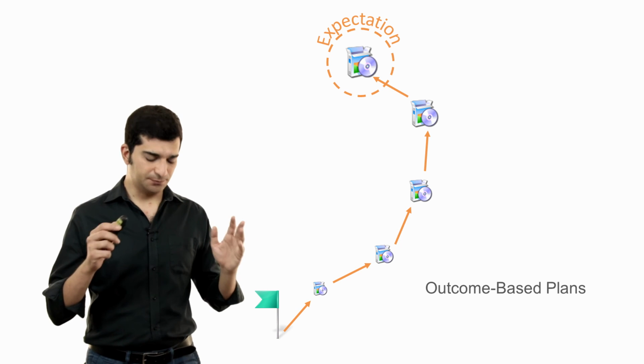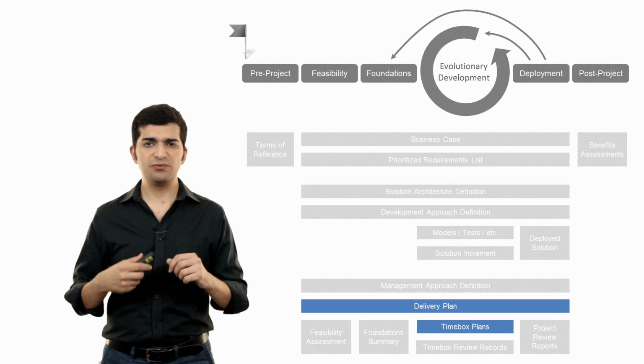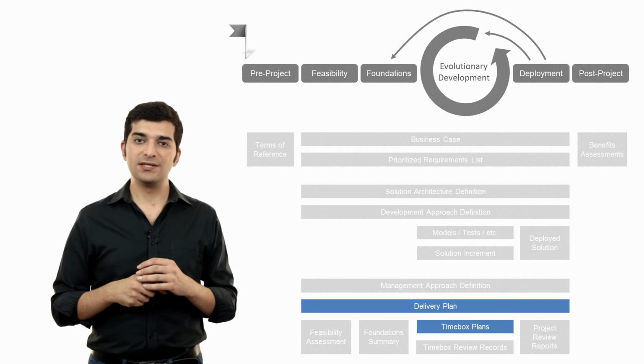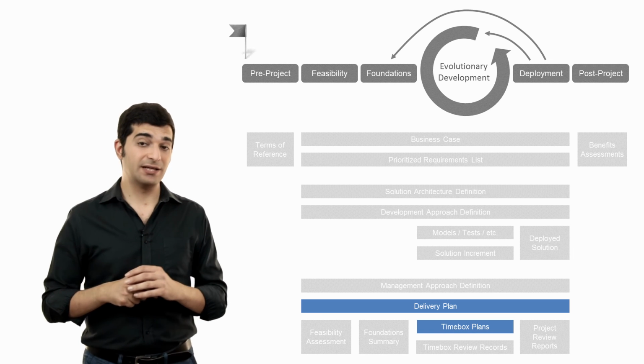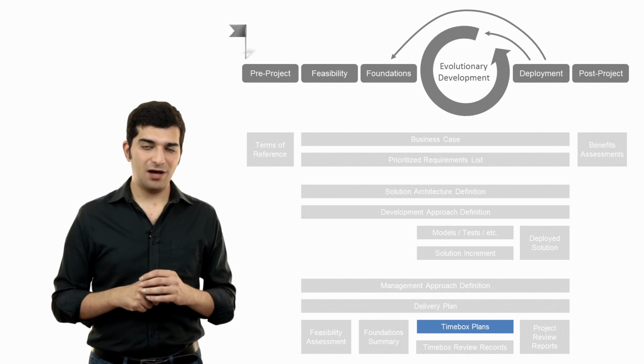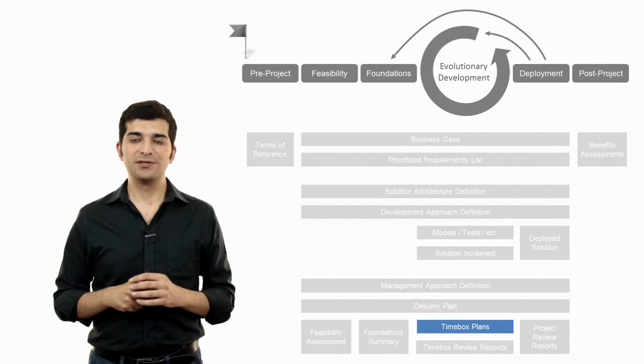Okay, so that was some really high-level abstract ideas about planning in DSDM, and I guess you're interested in knowing more about the way we run the time boxes. We'll talk about it in the next lesson.